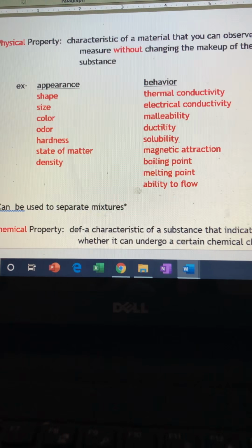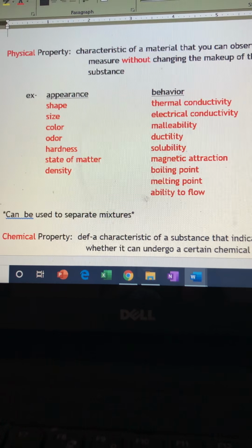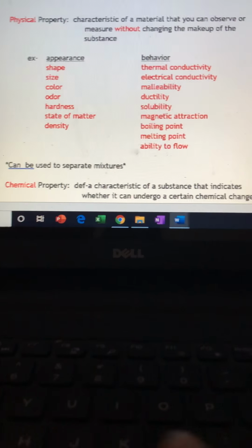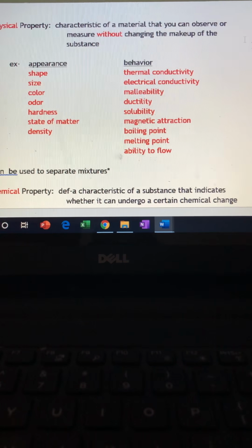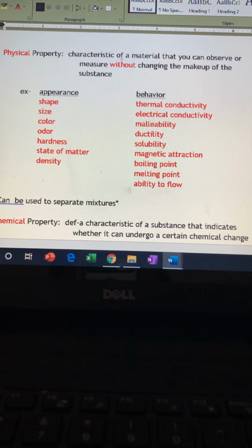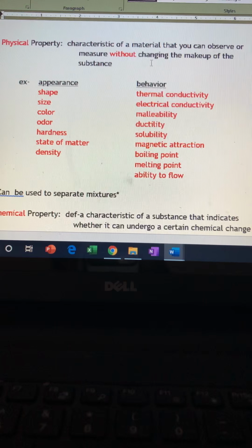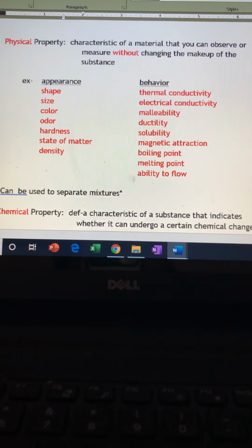Sadly, I guess, we're not going to be able to do any labs to separate mixtures, but we could use those properties to separate if we wanted to. Okay, so those are physical properties. Remember, up here, they are things that you can observe or measure without changing the makeup of the substance. Okay, it doesn't change what it is.